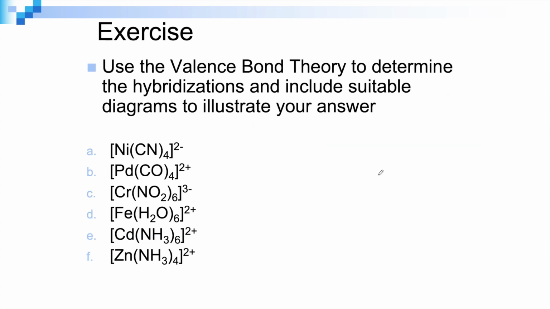And then other than that, I have an exercise for you to do, and you need to apply valence bond theory and determine the hybridization for the complex ions here, for A until F. So we will discuss this one during our virtual class.